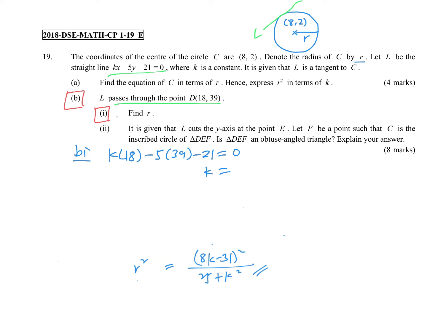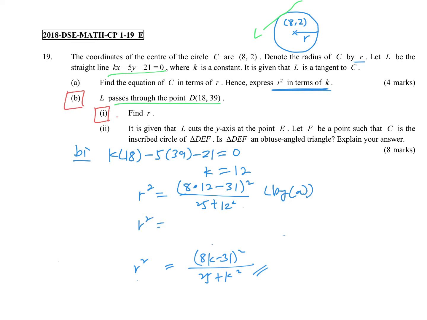So that's the 12. And then with this K, we can find out, because above we have already expressed R squared in terms of K. So R squared equals (8K minus 31) all squared over 25, plus 12 squared. So that will be the thing we have. So this is by A.